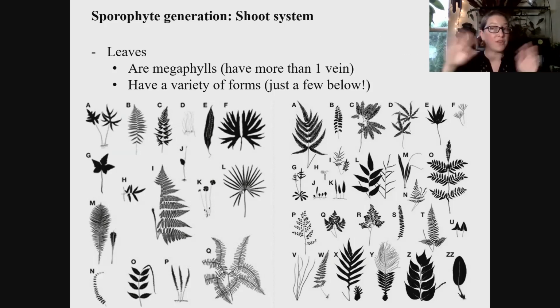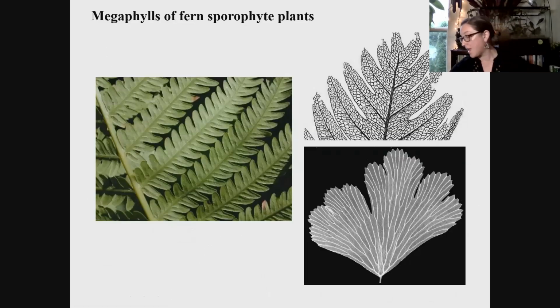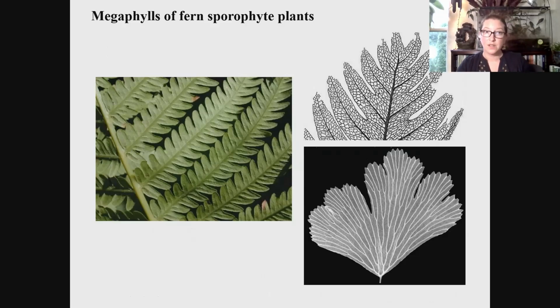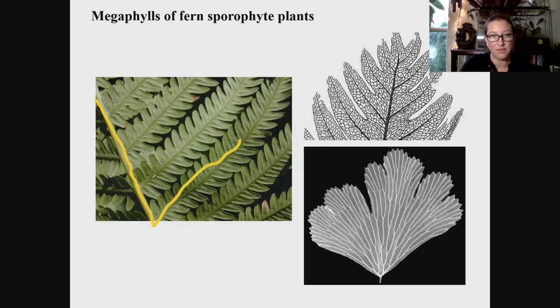Ferns and everything else we're going to look at has megaphyll, so leaves with more than one vein. And there's a ton of different forms as shown below. This is just a few examples. Here are our fern leaves, right? You can see they have many veins. I'll use yellow, right? In this case, it's a compound leaf. So this is a vein, this is a vein, this is a vein, and there are tiny veins coming out all around. Up here, it's very easy to see, right? Each of these black lines, including the small net-like ones, are veins.